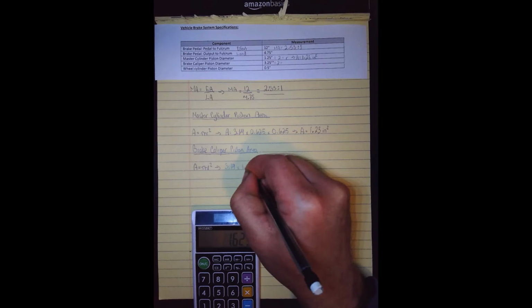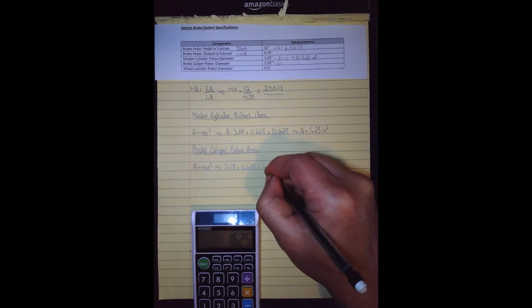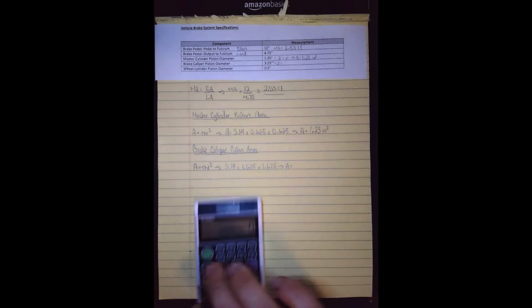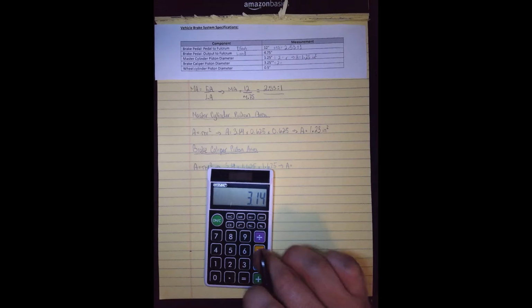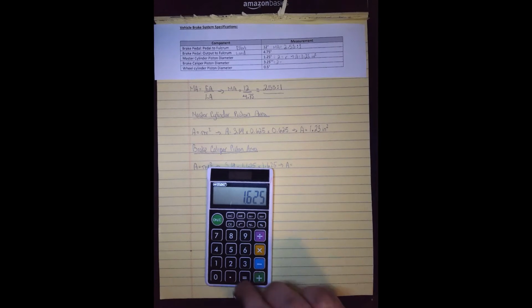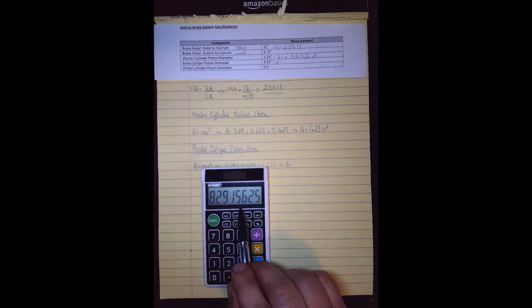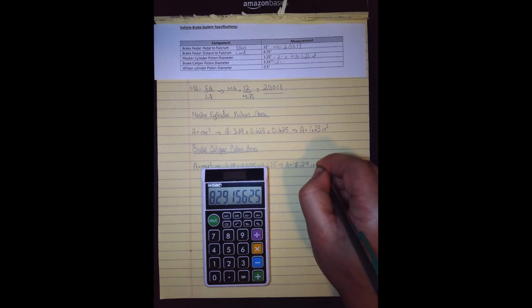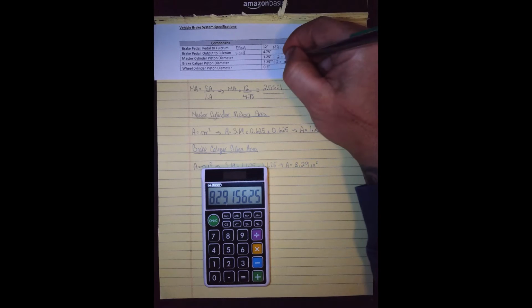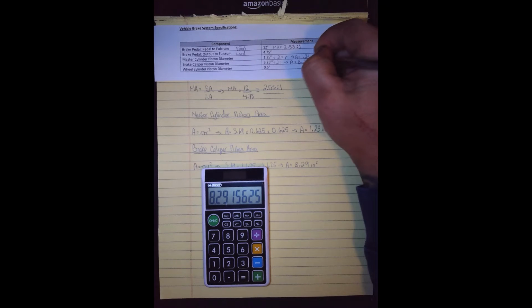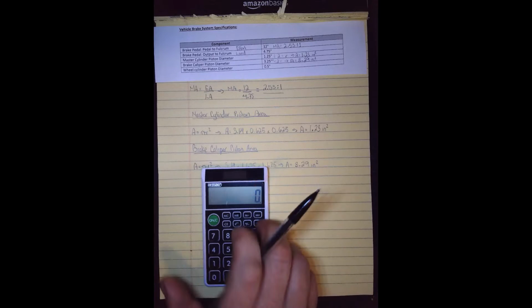times 1.625 times 1.625. So 3.14 times 1.625 times 1.625 equals 8.291565, so we're going to call that 8.29 square inches. And we'll just throw that up here. Do the same thing for the wheel cylinder.